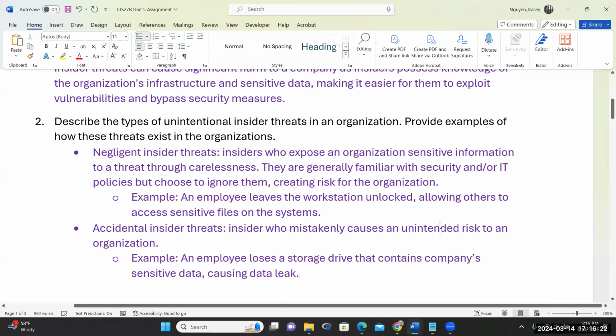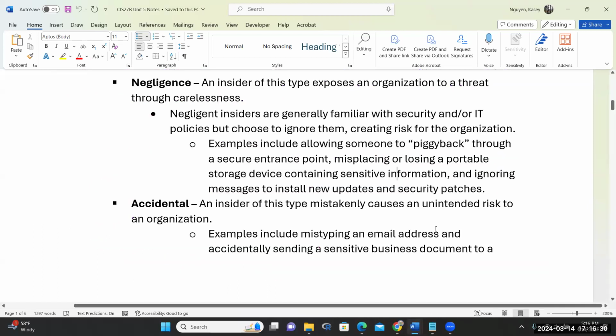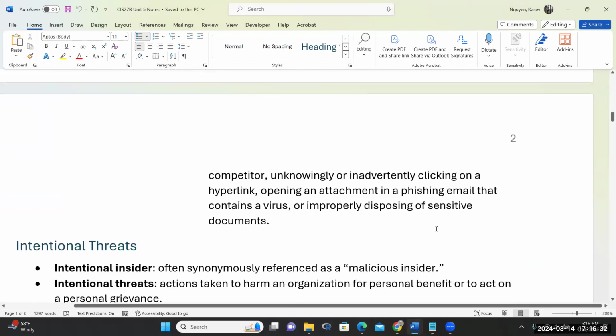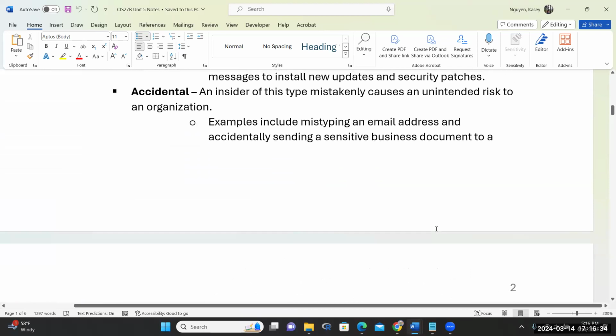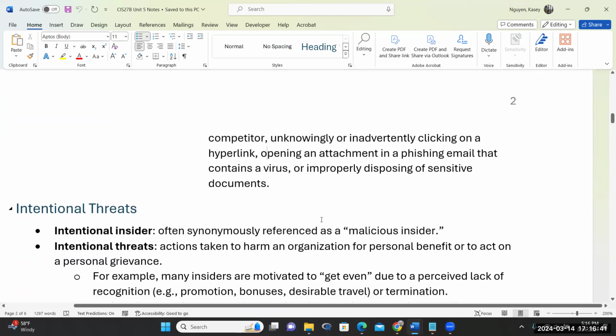Any questions? And you don't have to put it verbatim, right? You can also use the examples from the textbook or the notes. There are some examples here, like they would click on a certain hyperlink or download a certain attachment because they did not know, they were not trained.